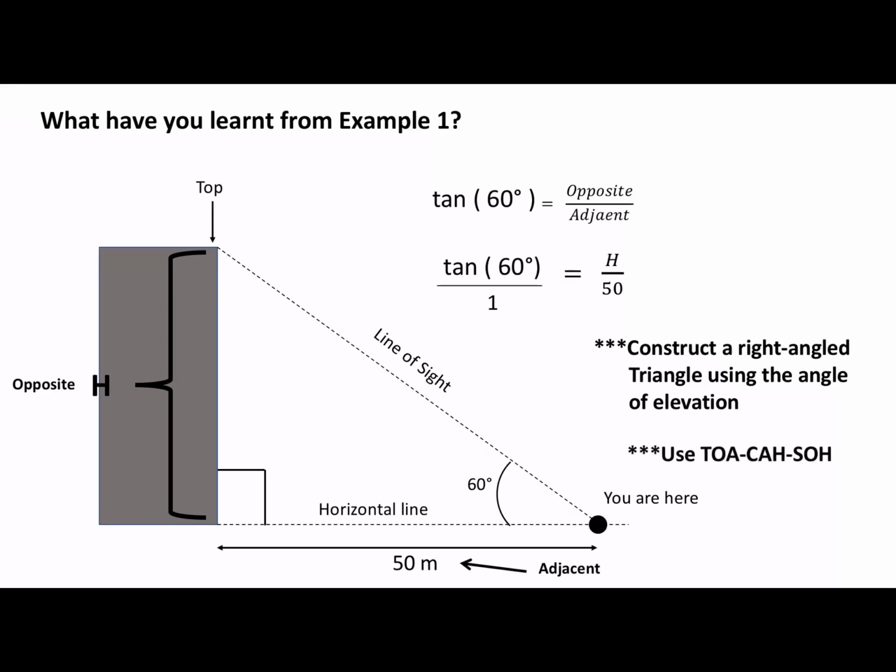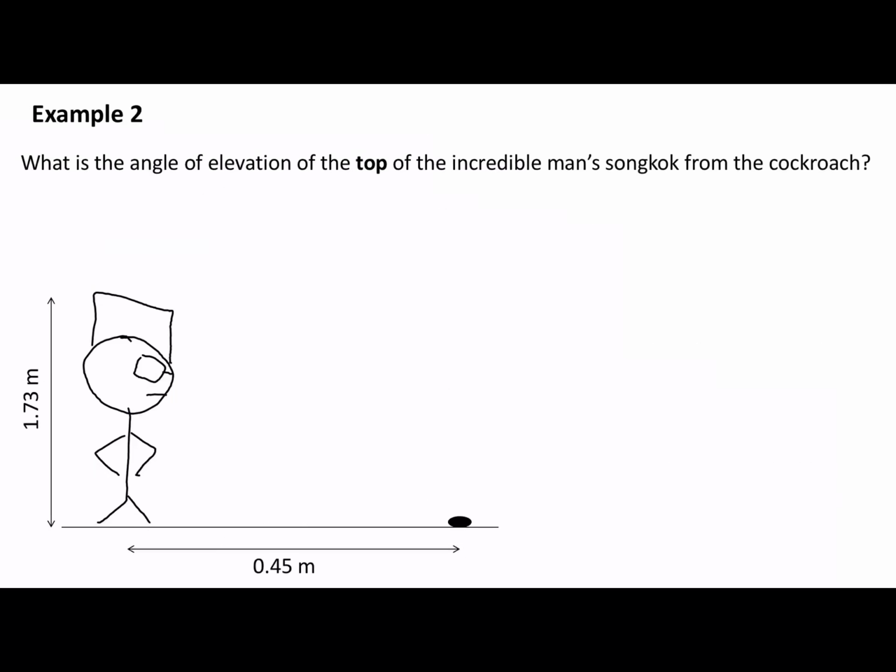Now let's proceed to another example. In this case, a cockroach is looking up at the man's songkok. You are given the man's height and how far the cockroach is away from the man, but the picture does not indicate the angle of elevation. So you need to draw it.